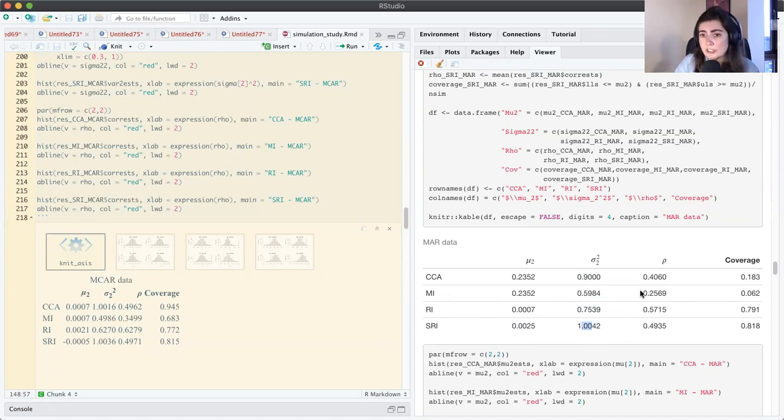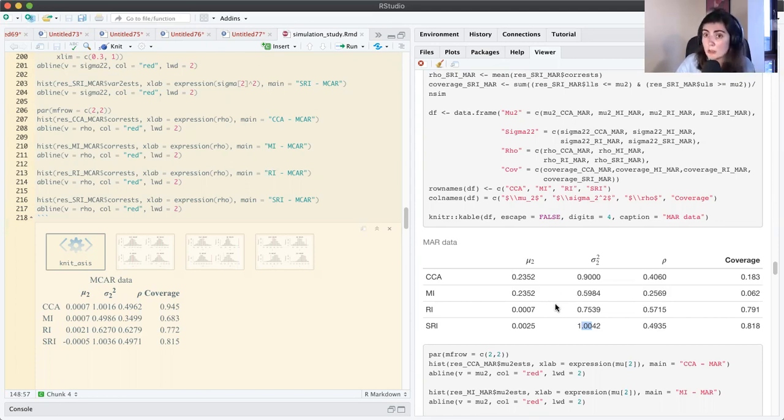And for correlations, again, all methods provide biased estimates apart from stochastic regression imputation. So as we have been told, stochastic regression imputation provides unbiased estimates even when the data are missing at random of the means, correlations, regression coefficients.